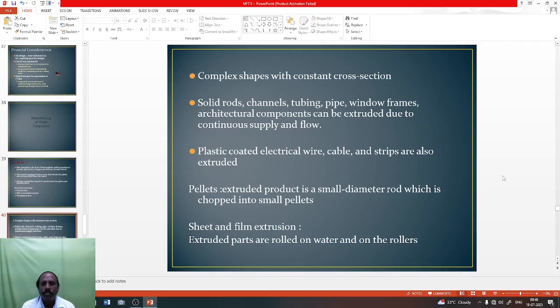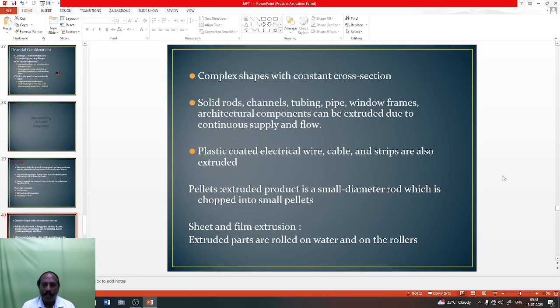Some of the parts that can be extruded by using the plastic process: solid rods, channels, tubing, piping, window frames, architectural components. So most of these components can be made from plastics. Plastic coated electrical wires, cables, and strips are also extruded.